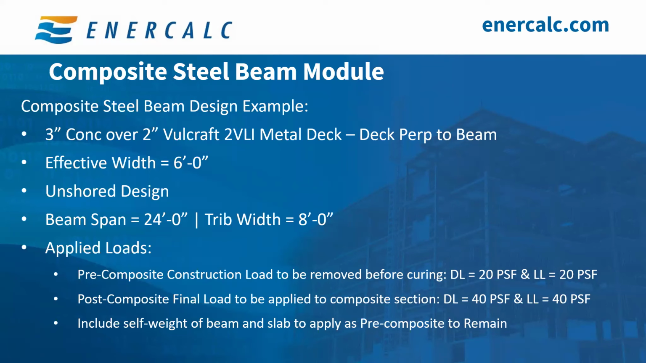And then we need to design the beam for pre-composite loads that will be removed before curing of the concrete, meaning the load is not permanent. For our purposes, we're going to consider this a construction load of 20 live and 20 dead. Then we need to also design the beam for permanent post-composite loads of 40 PSF dead and 40 PSF live. And lastly, we want to make sure to include the self-weight of the beam and the self-weight of the slab, which will apply during the pre-composite state, as well as remain permanently applied to the assembly during the post-composite state.